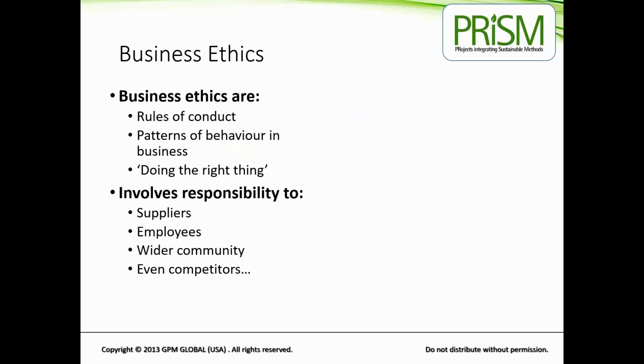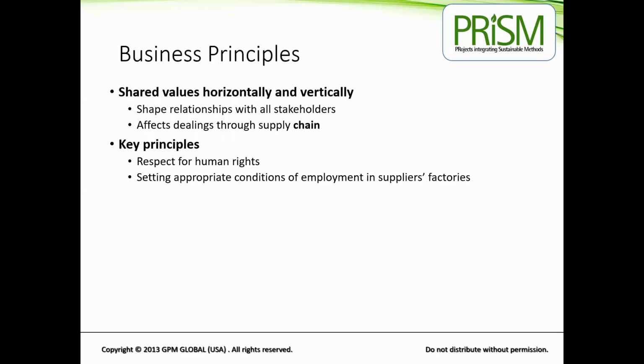Business ethics, of course, is one of the most important things under the rule of sustainability in terms of its rules of conduct and doing the right thing, and how it involves suppliers and employees in managing the process of sustainability. And in terms of business principles, it has to be horizontally and vertically having shared values.